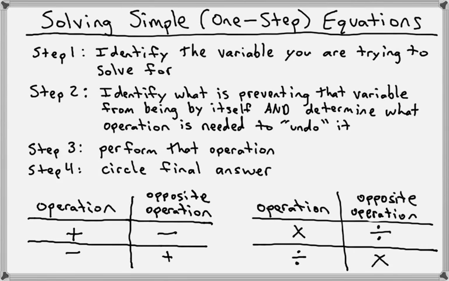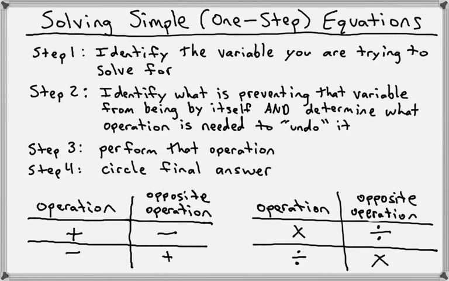Now below the steps here, I have 2 charts listed for you, just as a refresher. What are our 4 basic operations? Well, we have plus, minus, multiply, and divide. Next to it in the chart, I also have listed the opposite operation. So the opposite of addition is subtraction, the opposite of subtraction is addition, the opposite of multiply is divide, the opposite of divide is multiply. So you can always turn back to this screen to help you identify what the opposite operation is.